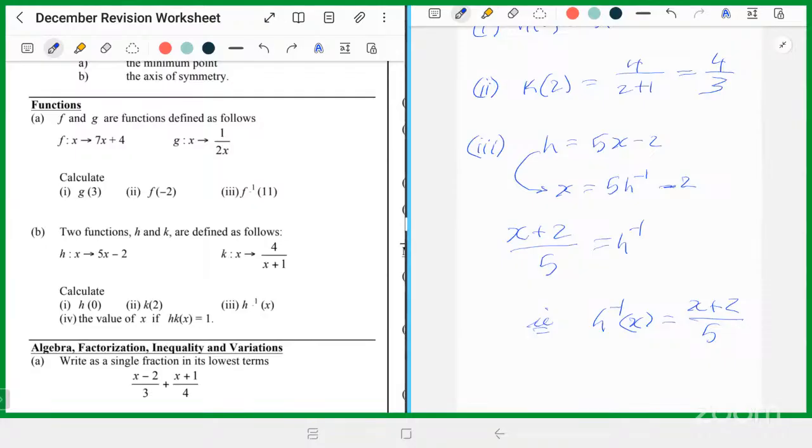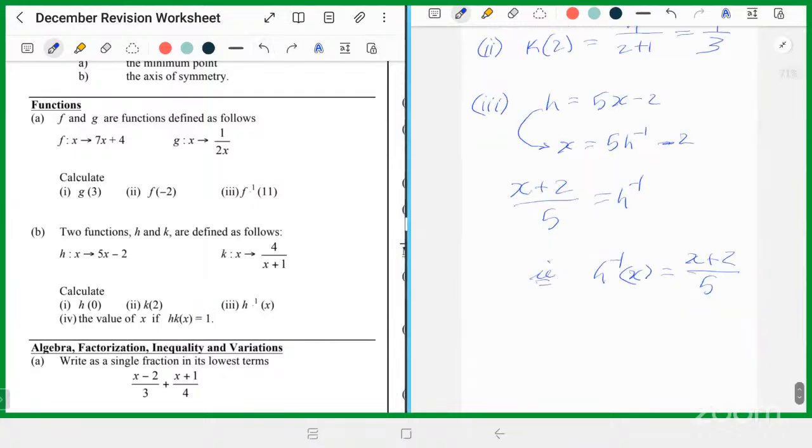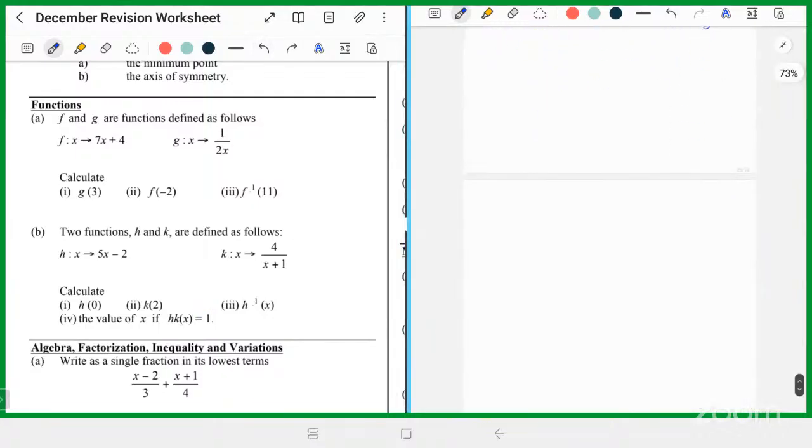Alright? Next part says find the value of x if h of k is equal to 1. So all we have to do is set up h of k and put it equal to 1. Simple as that. Alright, so let's go. So solving h of k of x equals 1. Let's write them out again. So h of x is 5x minus 2 and k of x is 4 over x plus 1.